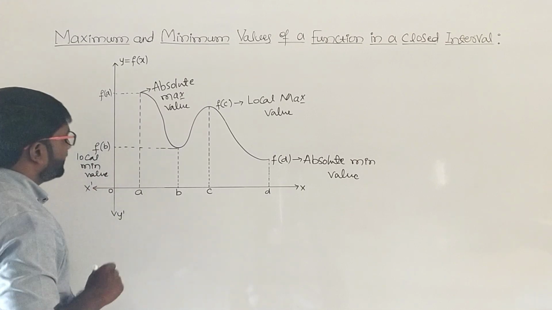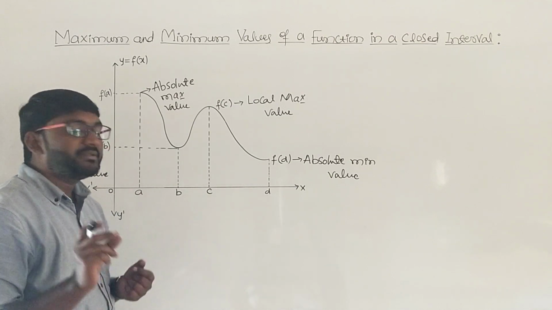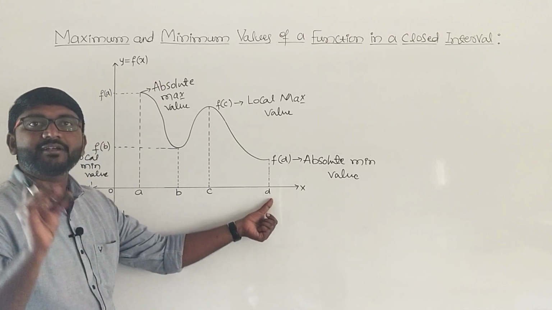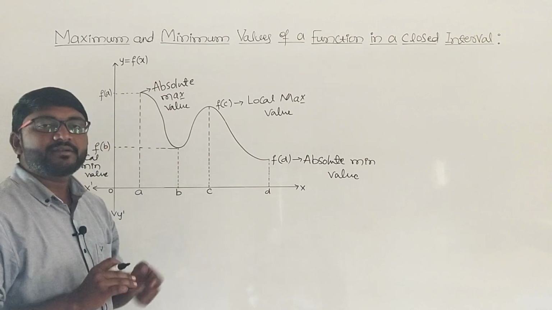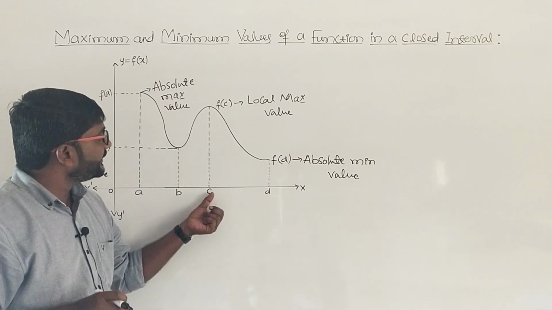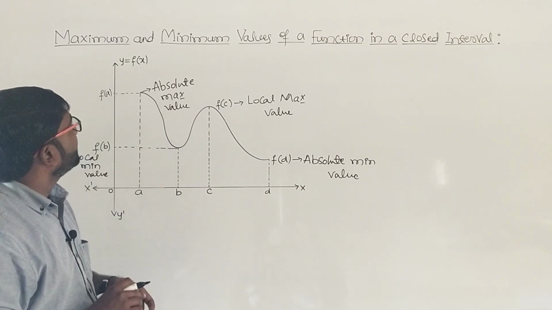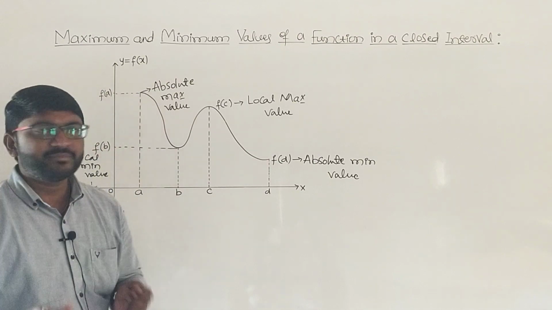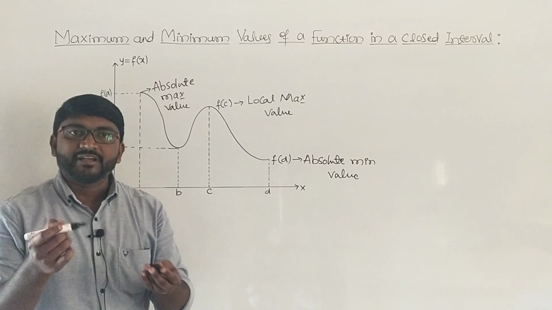Now what are the points A, B, C, D? A will be the point of absolute maxima and D is the point of absolute minima, whereas B is the point of local minima and C is the point of local maxima. This is regarding the maximum and minimum values of a function in a closed interval. Closed interval means you have to take the end points as well as the in-between values.